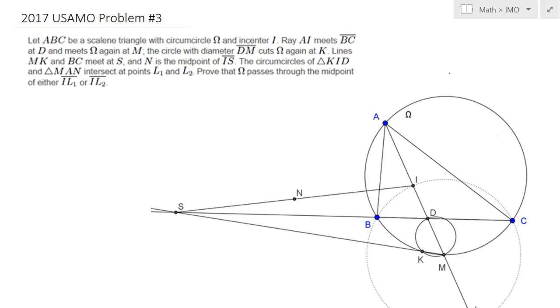Hello everybody, in this lecture we will be going over 2017 USAMO problem number 3. This problem was proposed by Evan Chen. Here's a view of this problem.